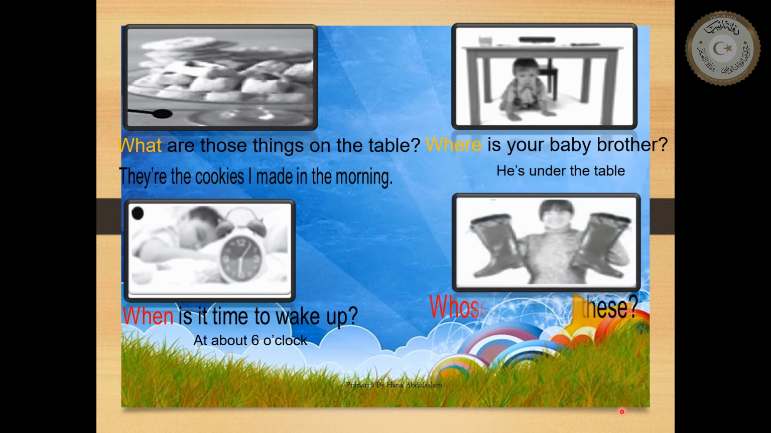Okay. Whose boots are these? They are Sara's. So we have what, where, when, but here we have whose. What are those things on the table? Where's your baby brother? When is it time to wake up? Whose boots are these?